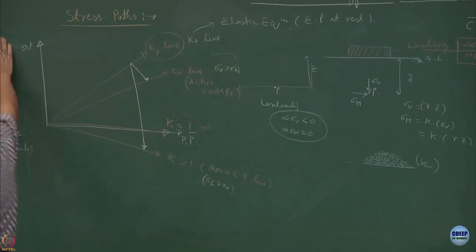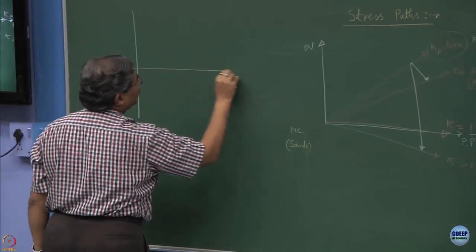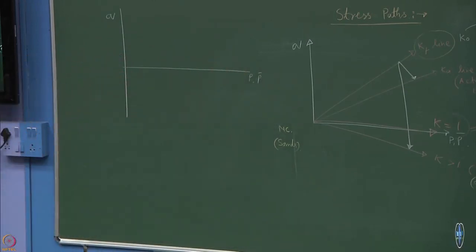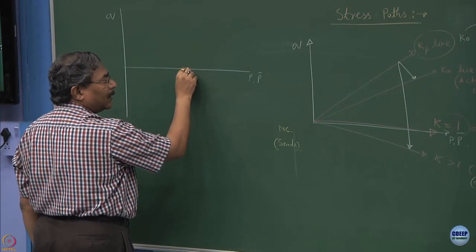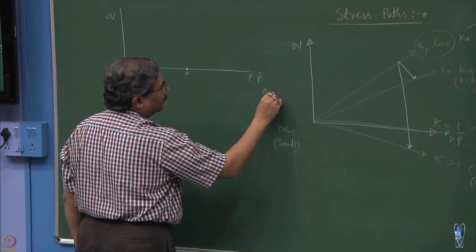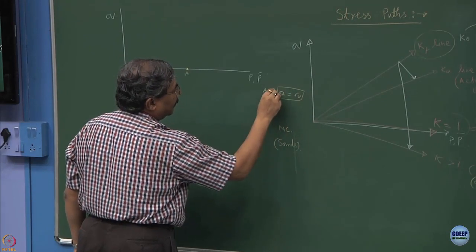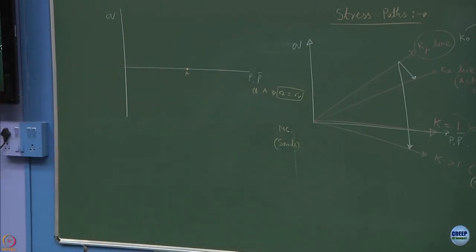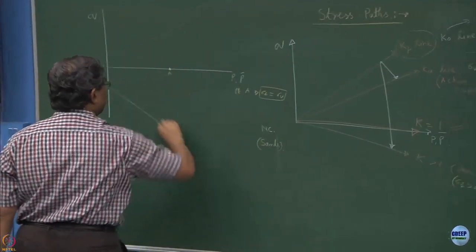So, suppose I ask you to plot the hydrostatic condition. Where is the hydrostatic condition? Now, all of you know that the hydrostatic condition is going to be at this point. So, this is the point A which corresponds to sigma h equal to sigma v. Is this okay? From this point, if I start shearing the sample, there are several ways. Where is my failure line? This is the KF line, and the mirror image of this line would be somewhere here.